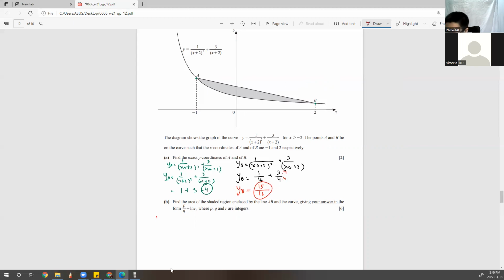So you have to find the linear equation of line AB, which is passing through -1, 4 for A, right? I don't know why they read my 4 as 9. And this is for A, right? -1, 4, and 2, 15 over 16.